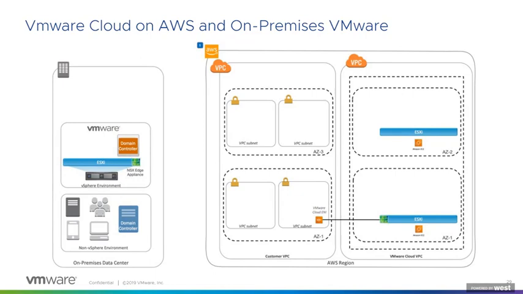This provides a 25 gig connection between the VMware Cloud side of the cloud environment and the AWS customer VPC side of the cloud environment. And both of these halves of the brain, if you will, are running in the same AWS region, and they're two connected VPCs.